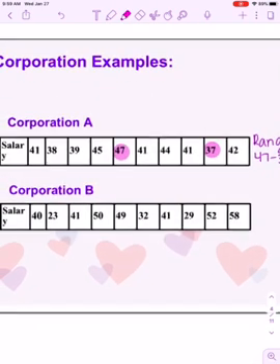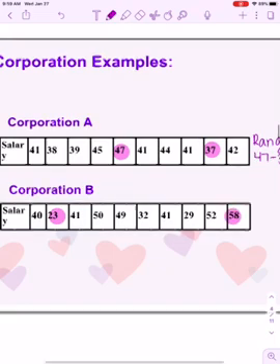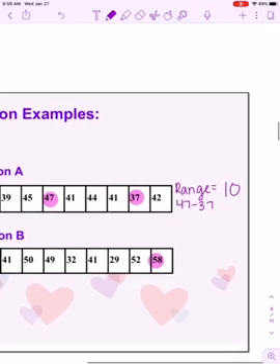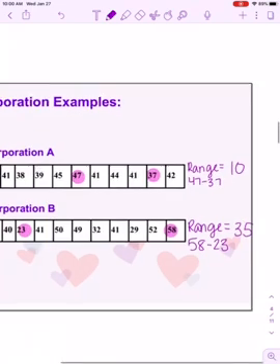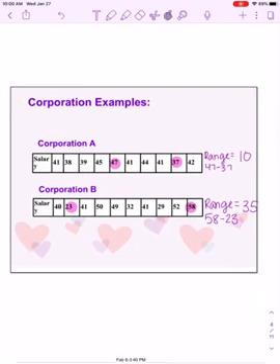So corporation B, your lowest is 23, which is super low, and your highest is 58, which is a lot better. So that range, I know my handwriting's super sloppy, sorry, 58 minus 23, which is 35. The same number of values, they each have 10 numbers.